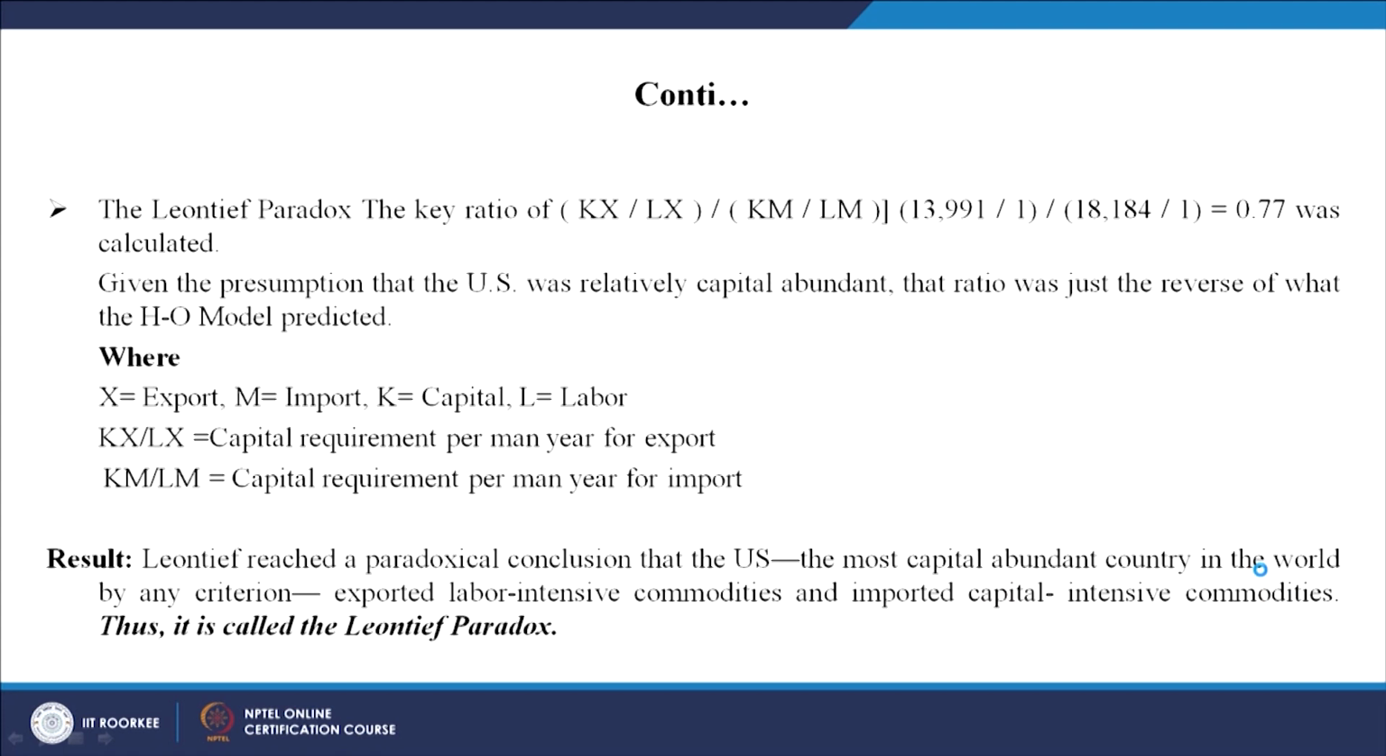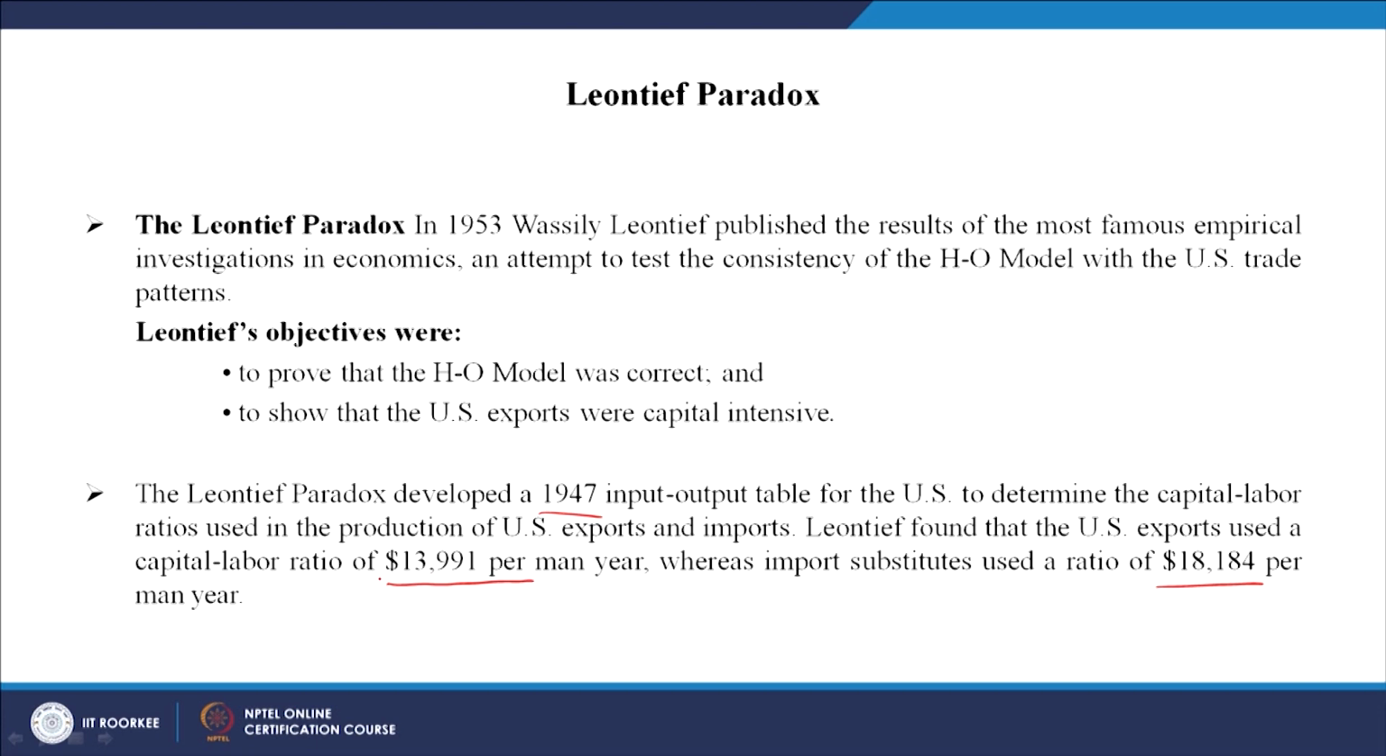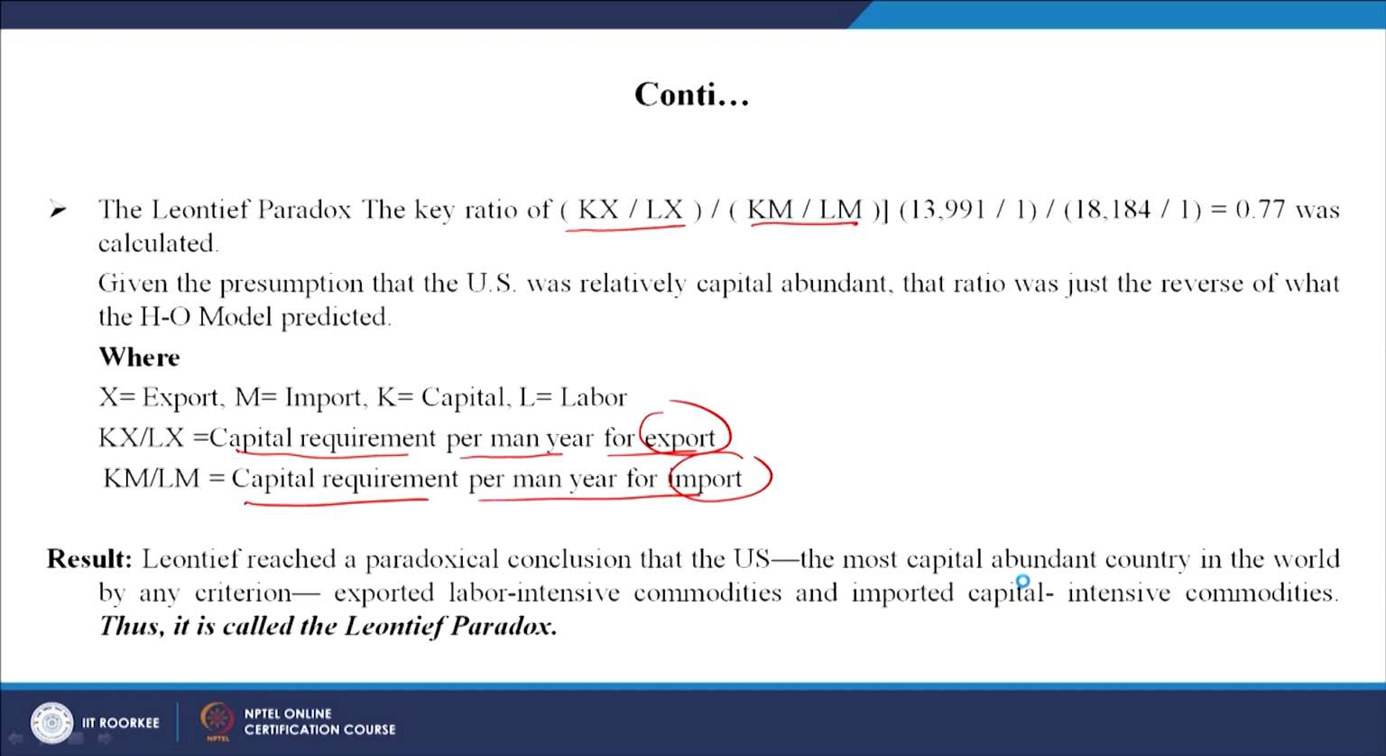Let us see what that is. In Leontief's paradox, there is a key ratio of Kx by Lx. What is Kx by Lx? It is the capital requirement per man year for export. What is Km by Lm? The capital requirement per man year for import. This is export, this is import. As he had already found, the value was 13,991 for exports and for imports it was 18,184. Dividing these, he got a ratio of 0.77.